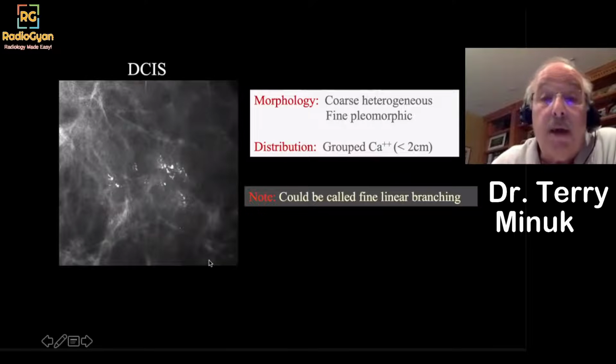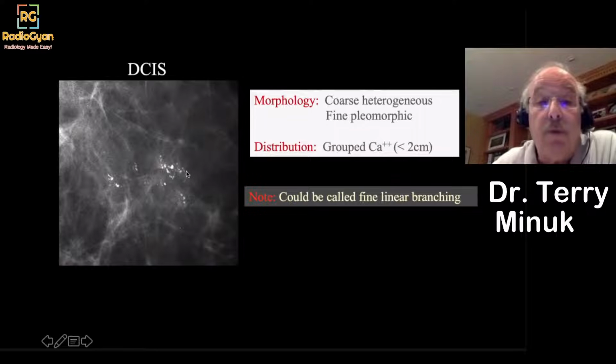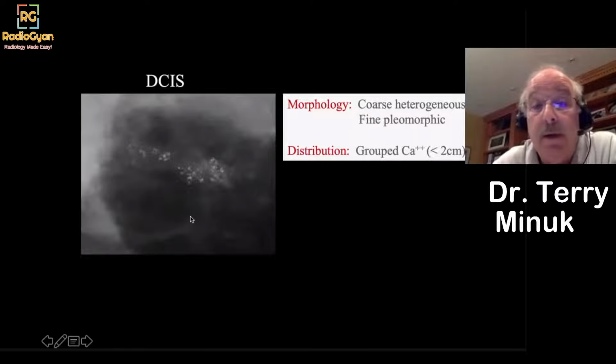So here's some examples now. Here's calcifications that are pleomorphic in appearance. Some of them are coarse, some are fine. The group is under 2 centimeters in diameter. And so this is biopsy-proven DCIS. Now, someone may ask, could these be in a linear distribution? And the answer is yes. And if you think they are in a linear distribution, then that would make this more likely to be high-grade DCIS. And the biopsy would tell you that.